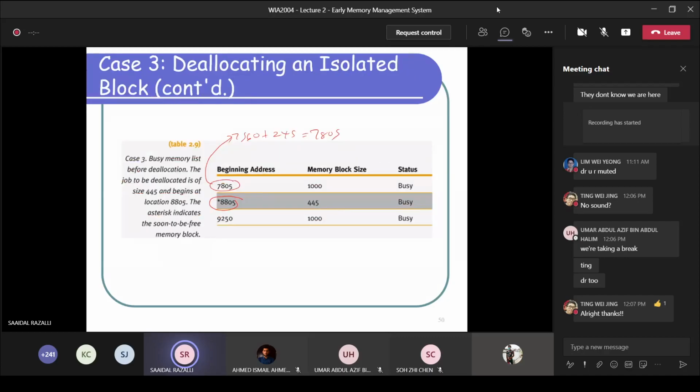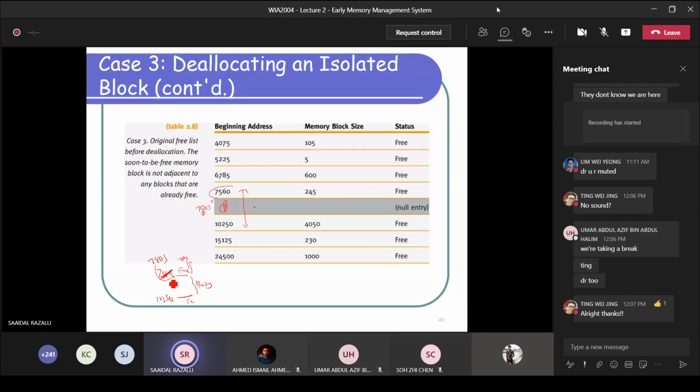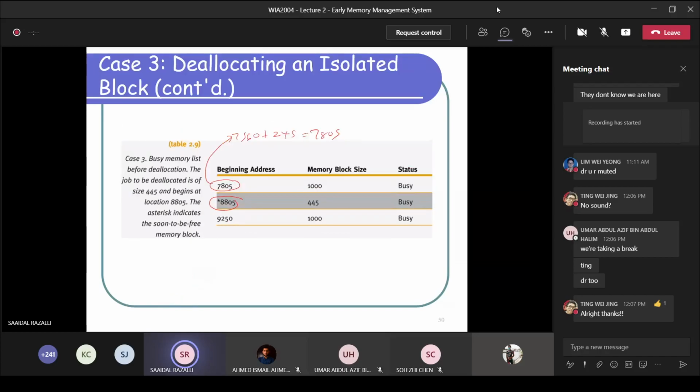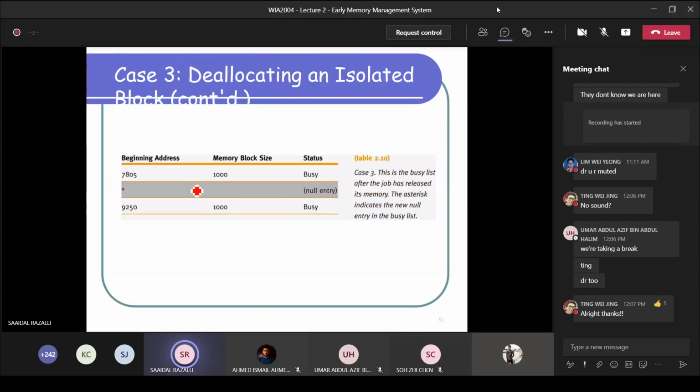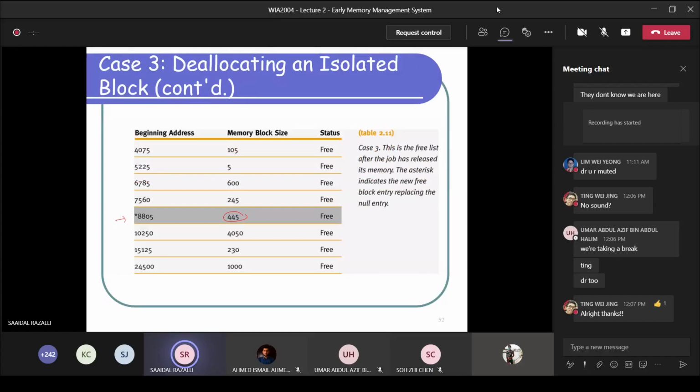So we go first here. From here, 7805 is busy. 7805 to 10249 is busy. So 8805 is the soon to be emptied, soon to be free slot. You mark it as a null entry here, and then you put the 8805 and the 445 blocks of memory size that is already free. This is de-allocating an isolated block.